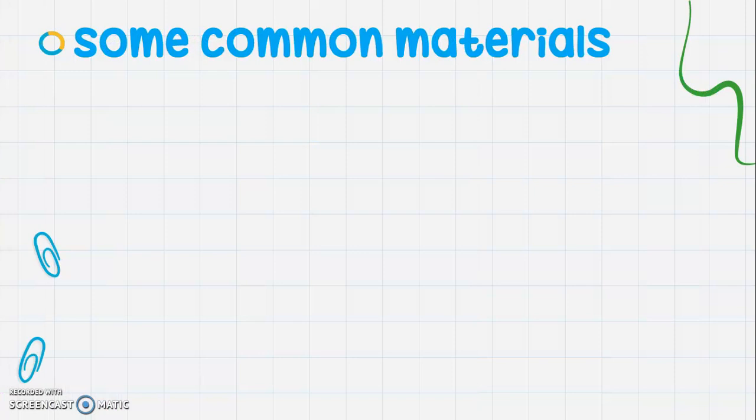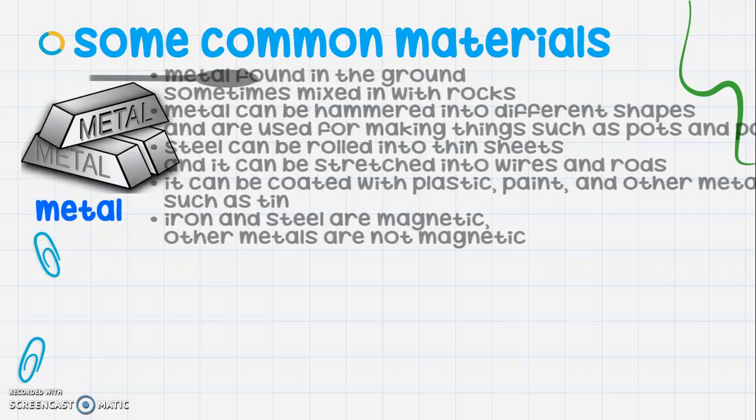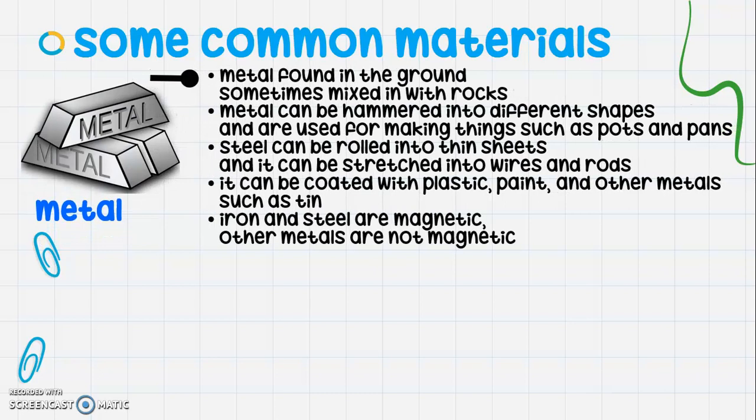Okay, here are some common materials that we meet every day. First, metal. Metal is found in the ground, sometimes mixed in with rocks. Metal can be hammered into different shapes and is used for making things such as pots and pans. Steel can be rolled into thin sheets, and it can be stretched into wires and rods. It can be coated with plastic, paint, and other metals such as tin. Iron and steel are magnetic. Other metals are not magnetic.